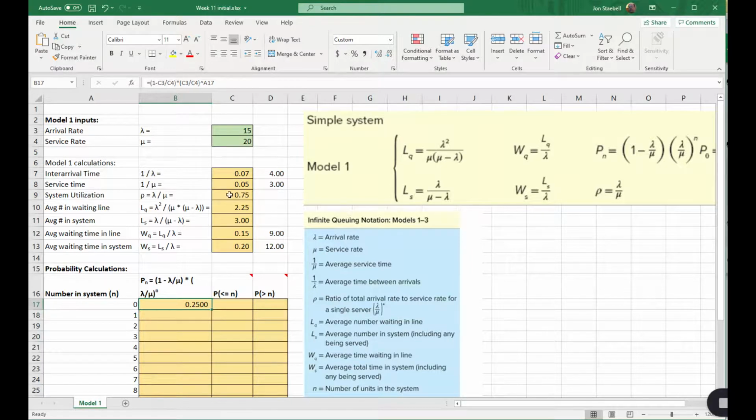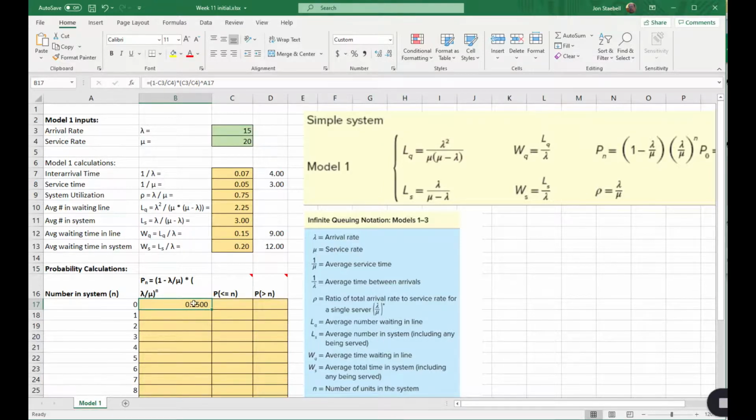Now, quick little sanity check. Let's go back to our calculation up here. The system utilization is 75%. So we already calculated that 75% of the time the system is being used, or there's customers in the system somehow. So if 75% of the time there's customers in the system, the probability that there's 0 customers in the system is 25%. So that makes sense, right?